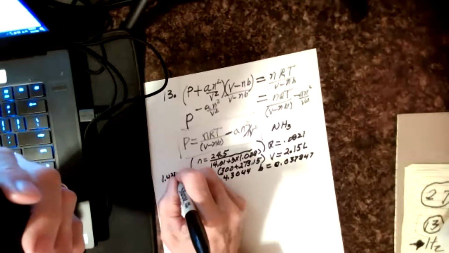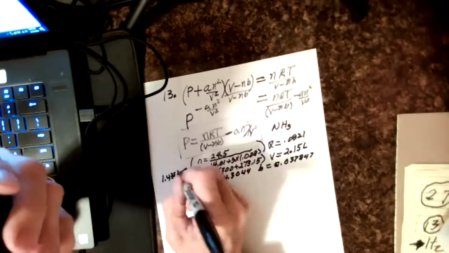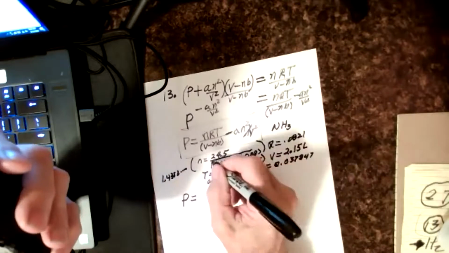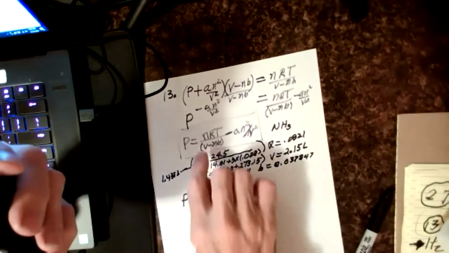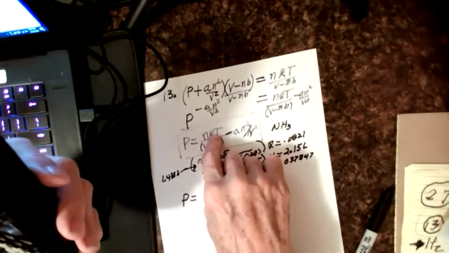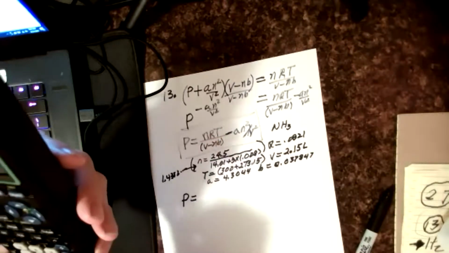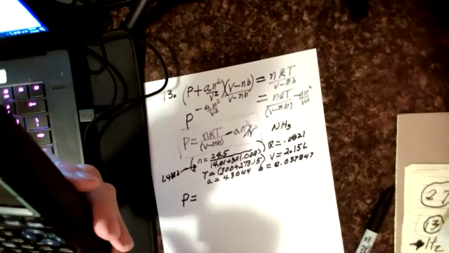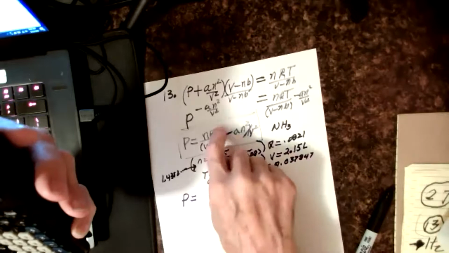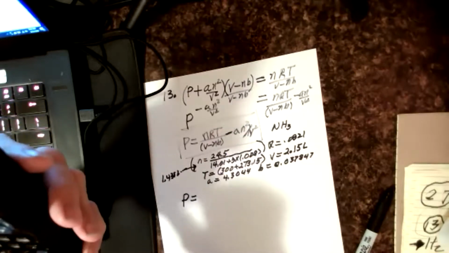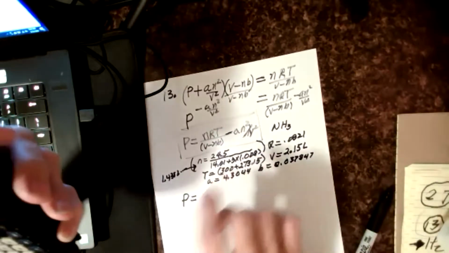1.438299, a whole bunch of digits. That's what I calculated for N. Now, my problem says take N and multiply it by R. So I'm going to take that times 0.0821 R times T.